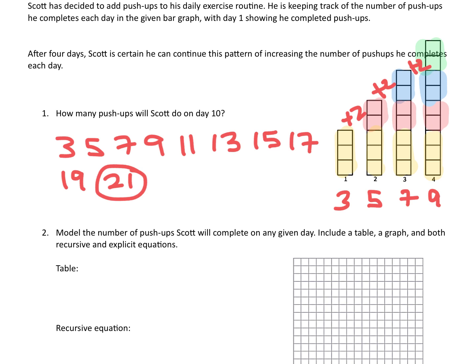Our next task is to model the number of push-ups Scott will complete on any given day, and we need to create a table, a graph, and both a recursive and explicit formula. So let's do our table first.